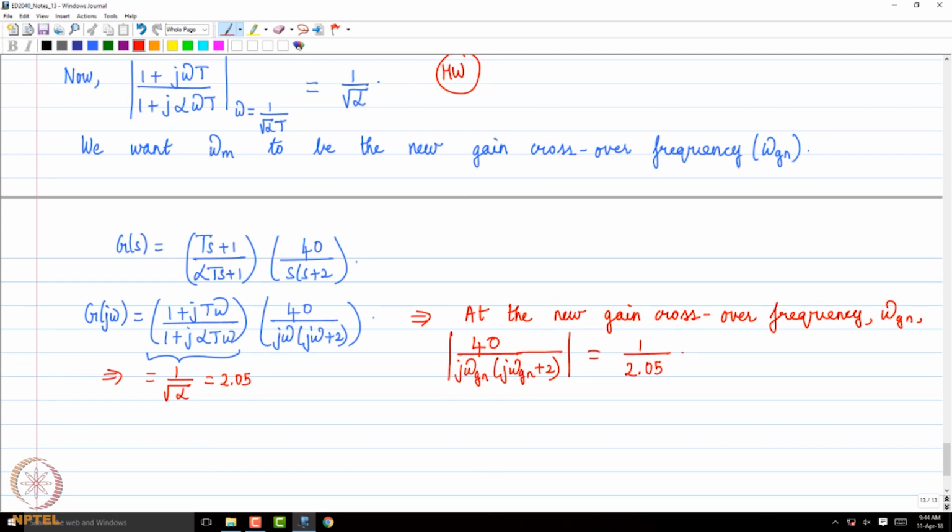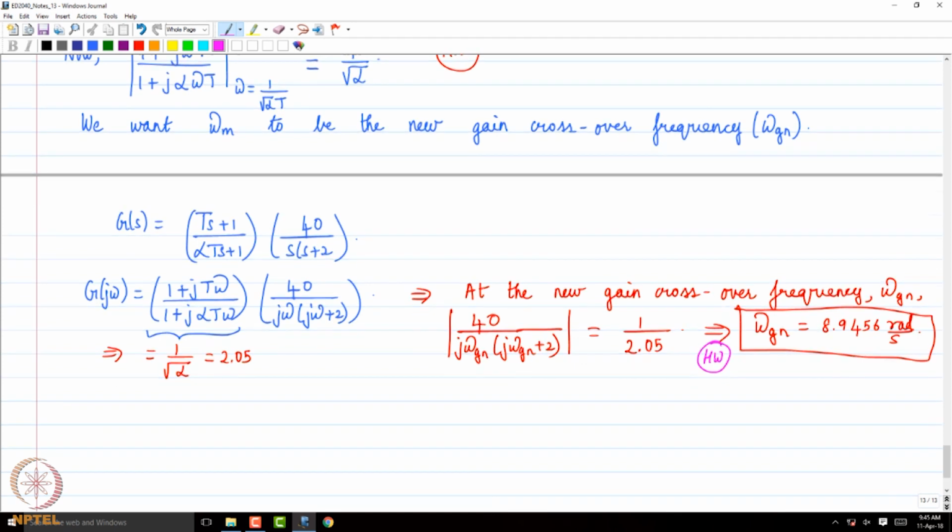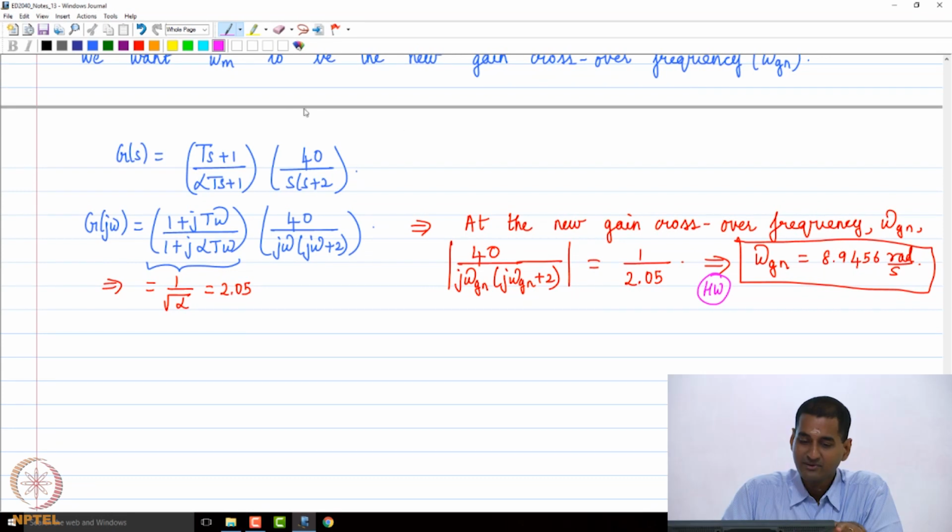Pretty straightforward. So, you use this to solve omega gn to be 8.9456 radians per second. Okay, please check it out. Okay, so once again this I leave it to you as intermediate homework. Okay, pretty straightforward. We have already done it for 2 cases, so please do that. Okay, so that's it.